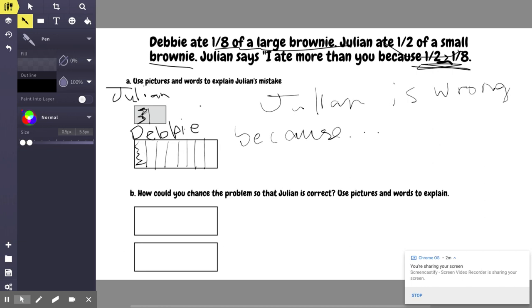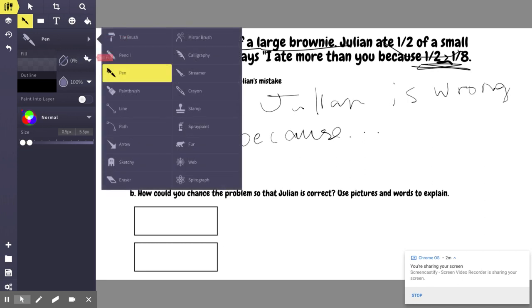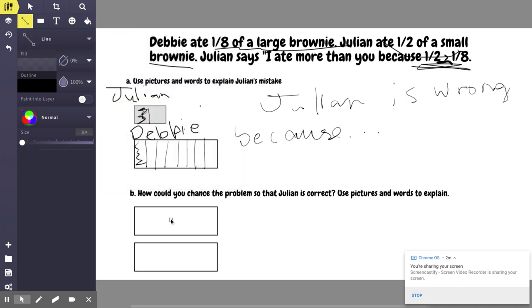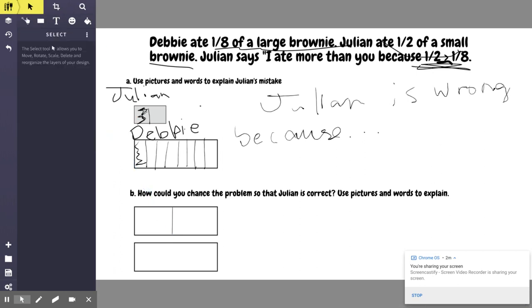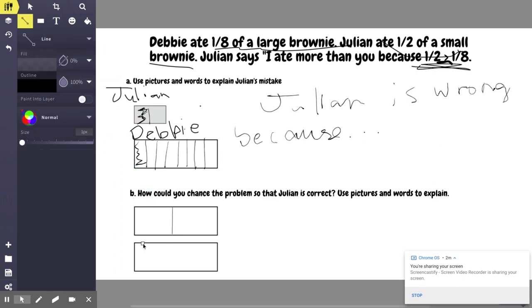In order to make it correct, here's what you have to do. You have to make sure that the wholes that you're representing are the same size. So let's take a look here. I'm going to use the line tool to make a nice even line here. Julian eats 1/2 of his. And Debbie eats 1/8 of hers.